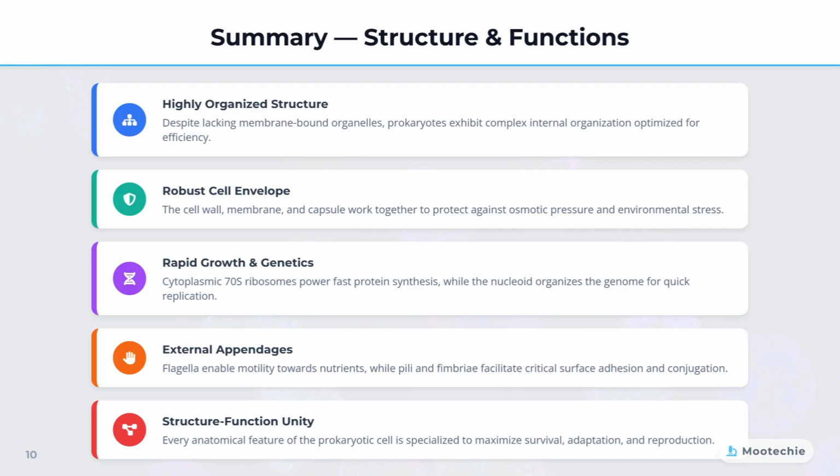Rapid growth and genetics. Cytoplasmic 70S ribosomes power fast protein synthesis, while the nucleoid organizes the genome for quick replication and adaptation. Speed is a key survival strategy. External appendages. Flagella enable motility towards nutrients, while pili and fimbriae facilitate critical surface adhesion and genetic exchange through conjugation. Structure-function unity. Every anatomical feature of the prokaryotic cell is specialized to maximize survival, adaptation, and reproduction. Their simplicity is a testament to evolutionary efficiency.